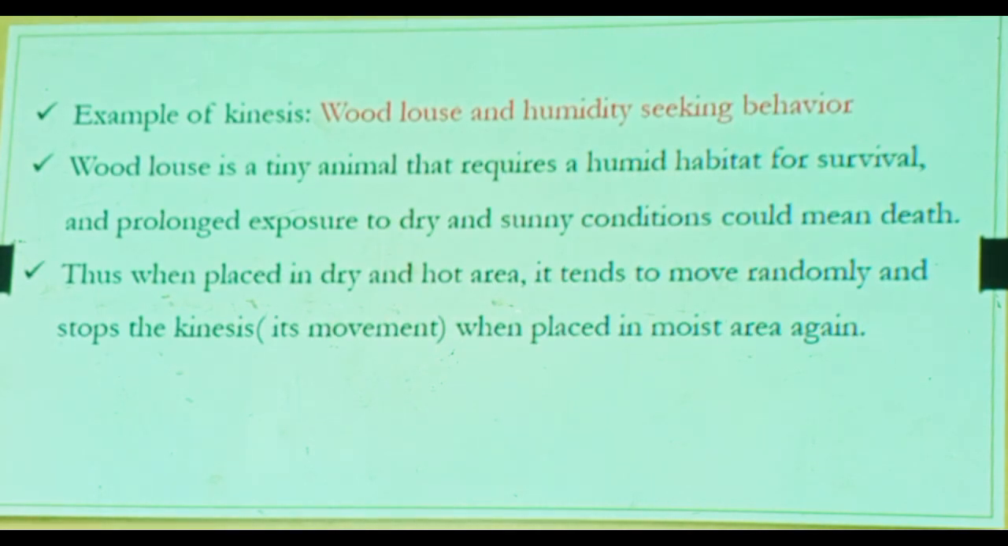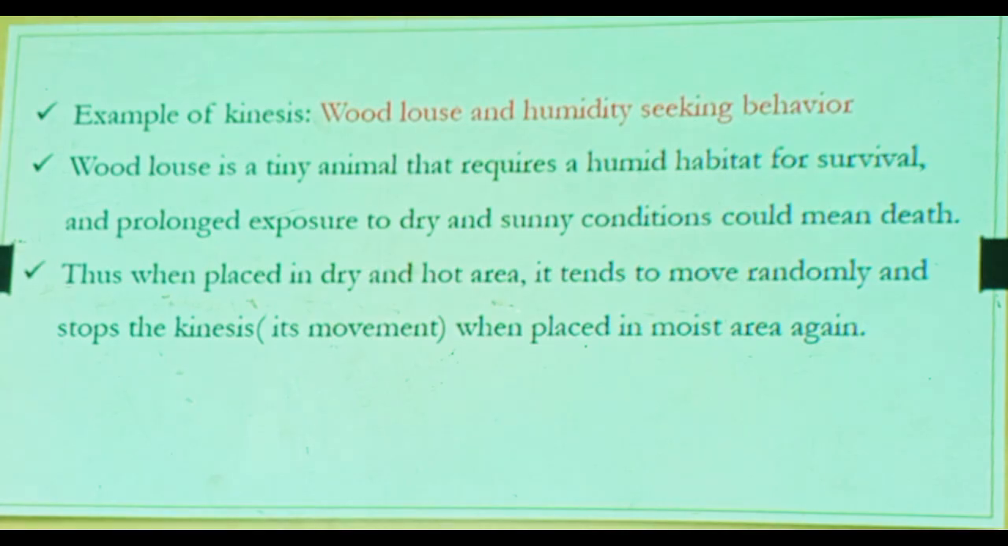Example of kinesis: woodlouse and humidity-seeking behavior. You see, woodlice are types of arthropods, and they favor living in humid areas, far away from dry, sunny environments, under barks of trees and leaves. Cool, wet, humid environment is the most suitable environment for the woodlouse.